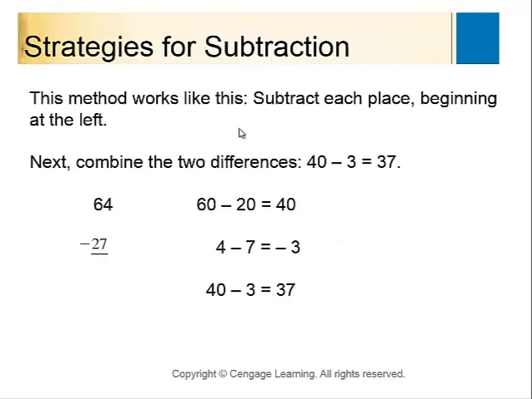Same sort of thing, beginning at the left and saying 64 minus the 20 and getting 40. Then doing the 4, so leaving the ones place alone, doing it with the tens place, doing it with the ones place, and then working through it. So 60 minus 20 is 40, 4 minus 7 is negative 3, and then just combining that 40 and negative 3. So with that said, I don't think that this would be a very good method necessarily for a third grader that didn't understand the concept of negative numbers.